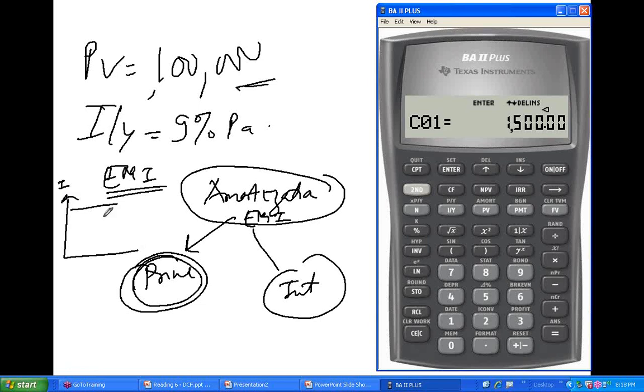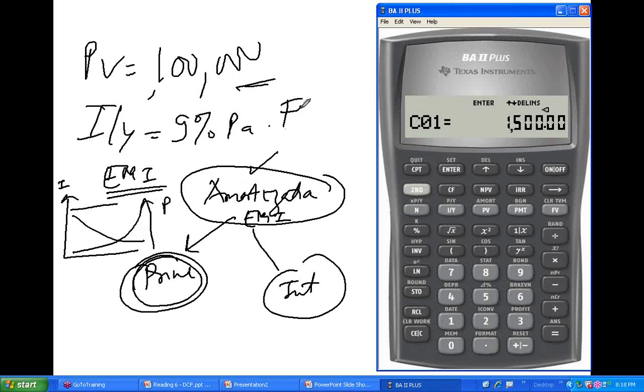So let's say this axis is interest. Initially the interest payment is huge. Let's say this axis is principal payment. Principal payment is initially low, but it increases with time. Why? Because your amount outstanding is decreasing. As a result, interest on the outstanding amount is decreasing. So interest payment decreases with time, principal payment increases with time, but the EMI remains constant. That is the characteristic of an amortization loan.